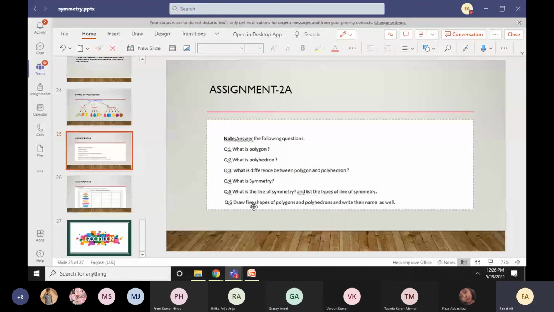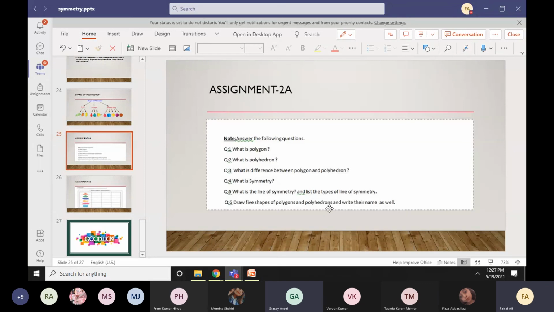Number 6, draw 5 shapes of polygons. You have to make 5 shapes of polygons in your copy, and also 5 shapes of polyhedrons. And below them you have to write their names also. Like a square is a polygon, you will make a square in your copy and write this is a square. Then you will make a rectangle. A rectangle is also a polygon, you will make a rectangle in your notebook and write the name. Sir, I don't have a copy. Okay, you can do this on a rough copy, rough notebook, and then you can send the pictures.